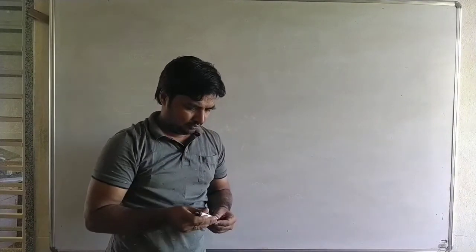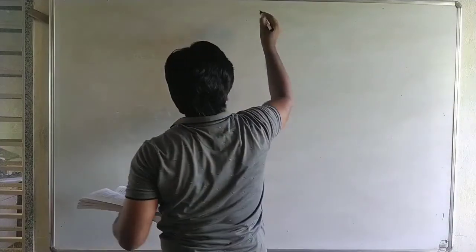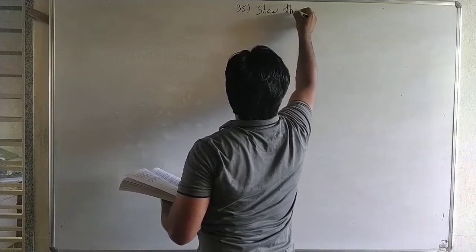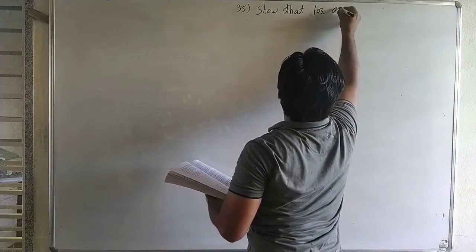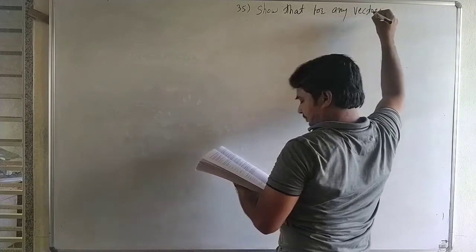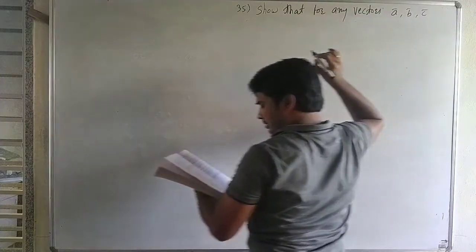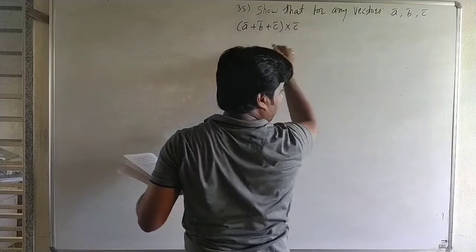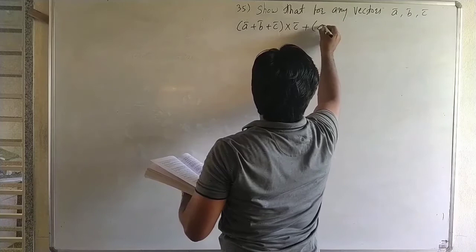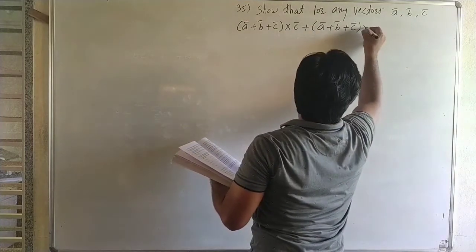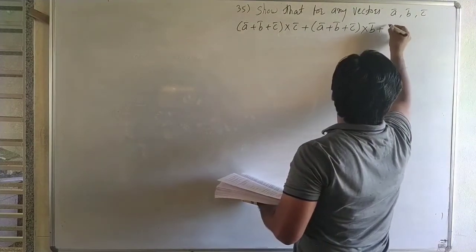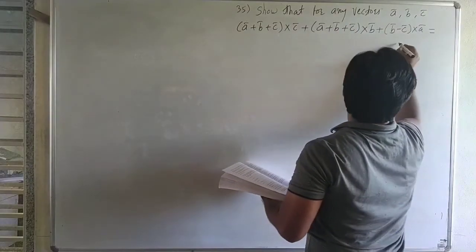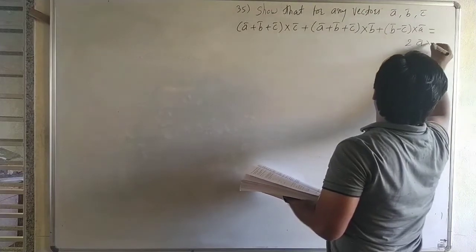Next, the example 35: show that for any vectors A bar, B bar and C bar, (A bar plus B bar plus C bar) cross C bar plus (A bar plus B bar plus C bar) cross B bar plus (B bar minus C bar) cross A bar is equal to 2 into A bar cross C bar.